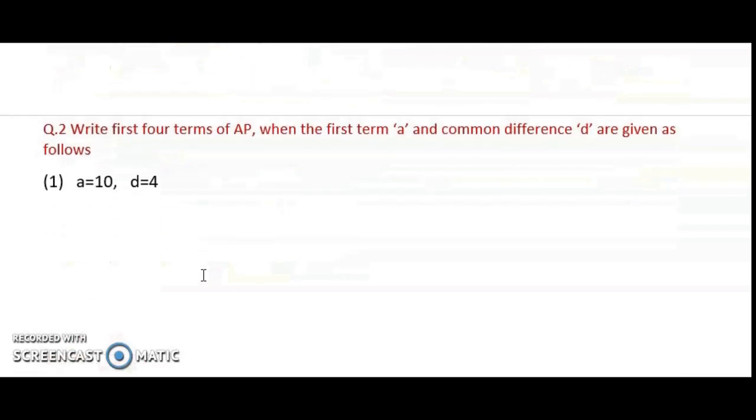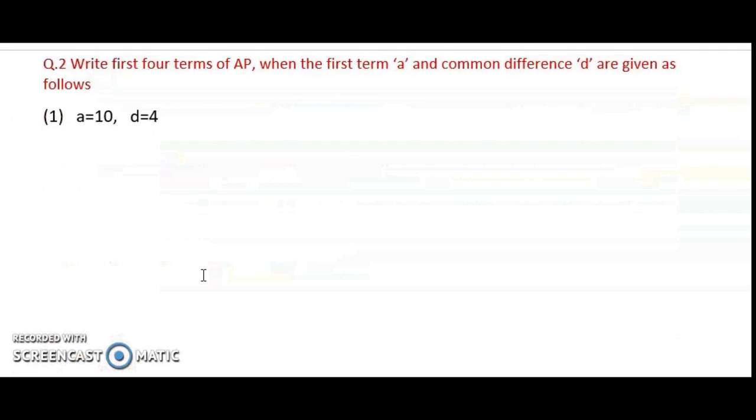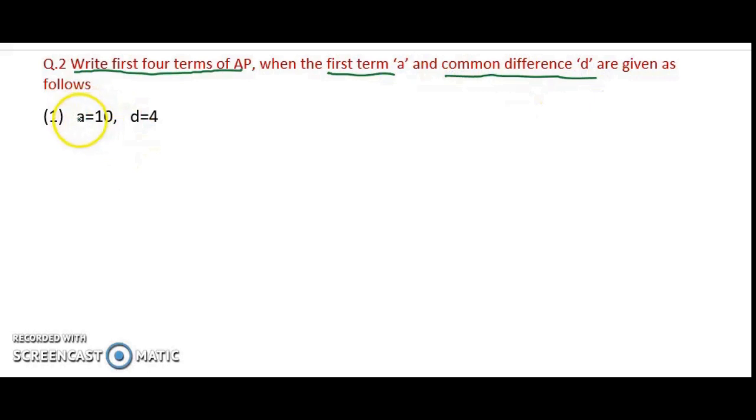Now let's see the second type of problem. Here in this question, we have to find out the first 4 terms of an AP. Here the first term A and common difference D are given. Here you can see the first term is given as 10 and the common difference is 4, and we have to find out the first 4 terms.